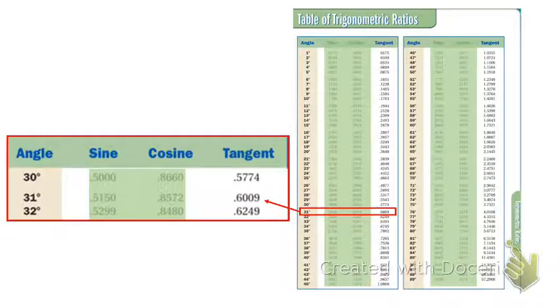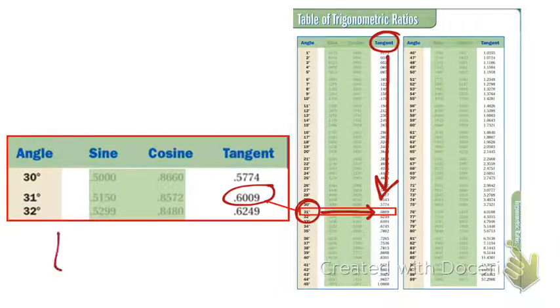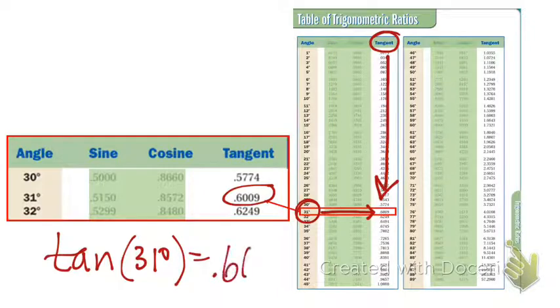So what we're going to do is, if you take a look at this table, at the top of this column it says tangent, and in this row it says 31 degrees. So the way you use this table is, we were using the opposite and adjacent side, so we were using tangent, and our reference angle was 31 degrees, and we look and see where those intersect, and those intersect at 0.6009. And so what this table is telling us is that the tangent of 31 degrees is equal to 0.6009.